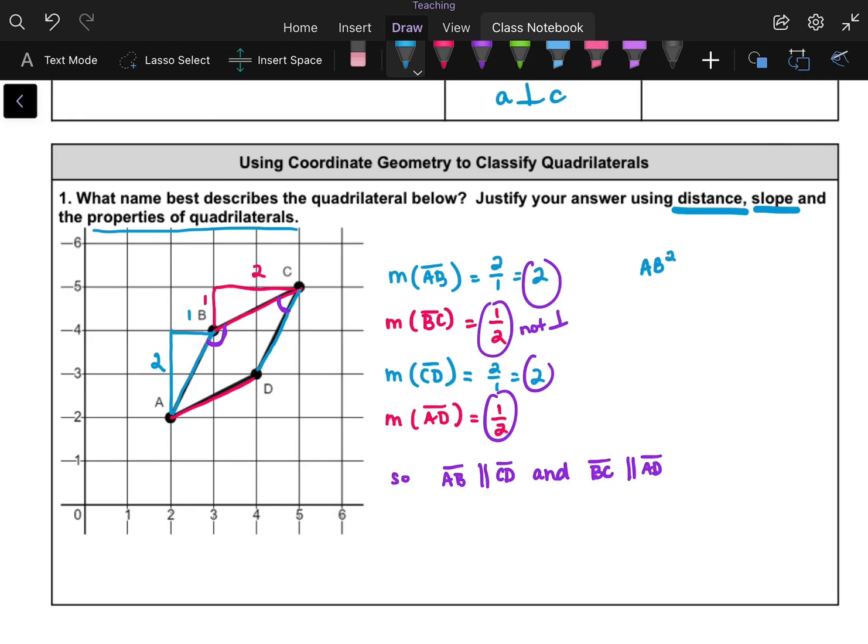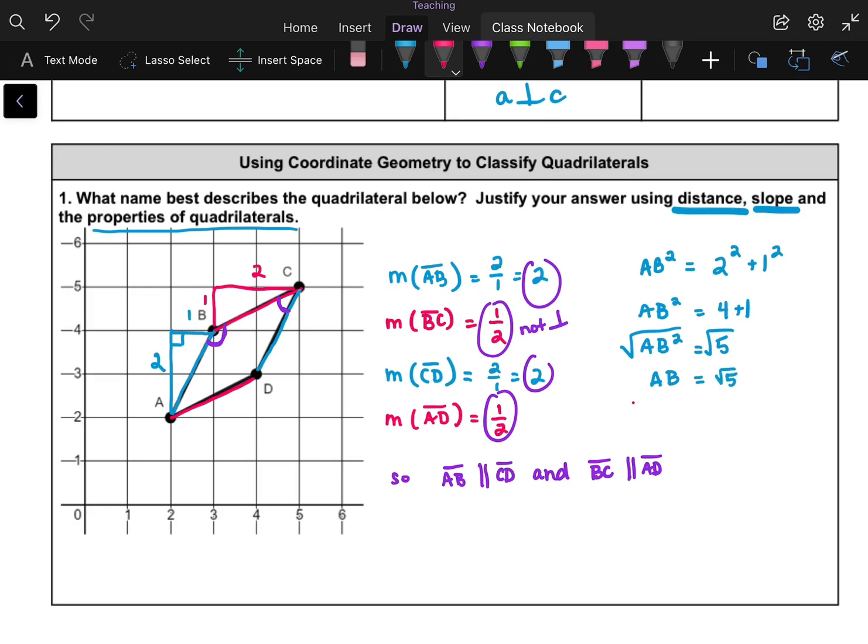So the length of side AB squared, remember we have our right triangle here, so we can use the Pythagorean theorem. So the length of side AB squared is equal to 2 squared plus 1 squared, those two legs there. That's going to simplify to 4 plus 1, which is equal to 5. So solving for the length of AB, we take the square root of both sides, and the length of AB is equal to the square root of 5.